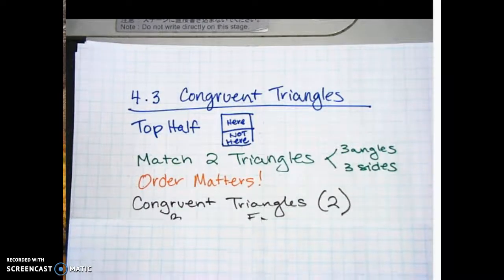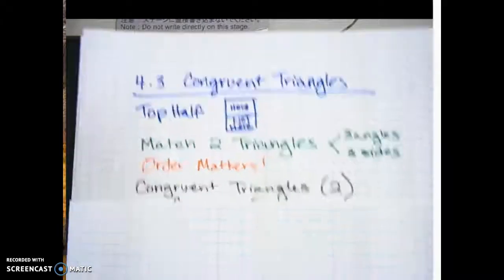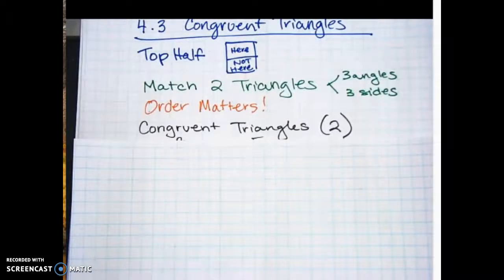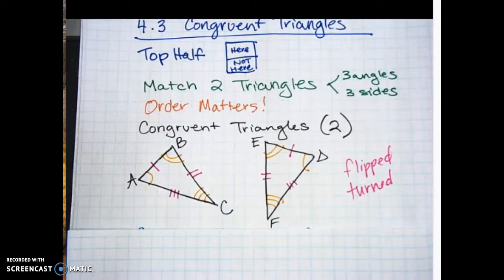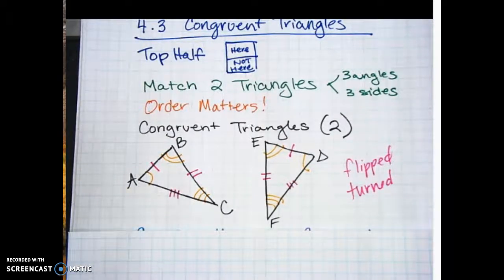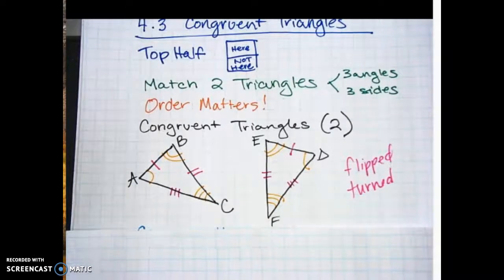Okay, so we need to draw some congruent triangles. We're going to draw 2 of them, right? That's the main thing here, is that you now have 2 triangles instead of just 1. When we just had 1, we said what kind of triangle it was. We talked about how to classify it and all that good stuff. Now we're going to take 2 triangles and we're going to see if they're congruent. So on the left we've got triangle ABC, and on the right we've got triangle DEF.